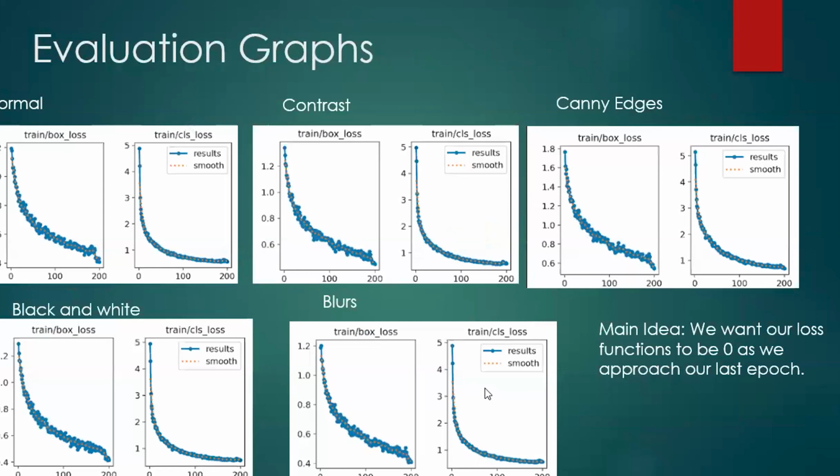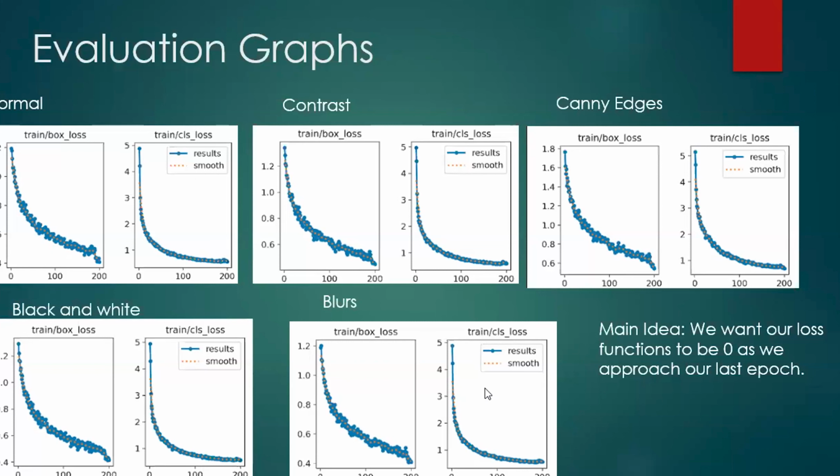After training, here are some graphs to show the evaluation of my data. So the main idea here is that we want our loss functions to be 0 as we approach our last epoch. With a little bit of background, a loss function is a way that we can represent what our model thought was true versus what was actually true.